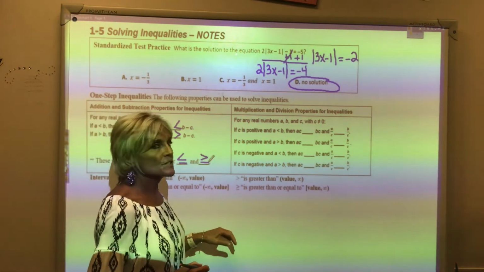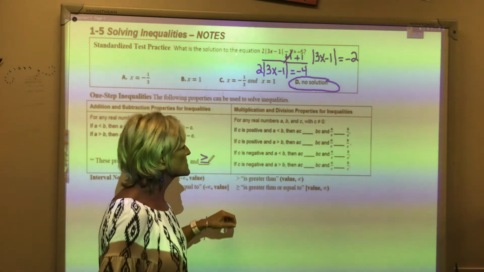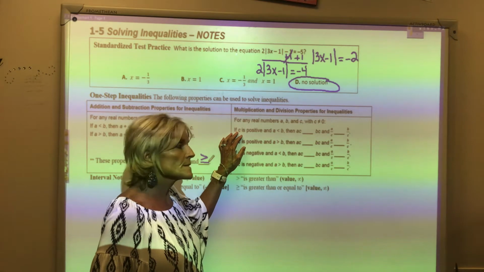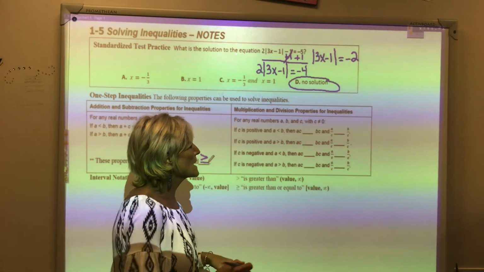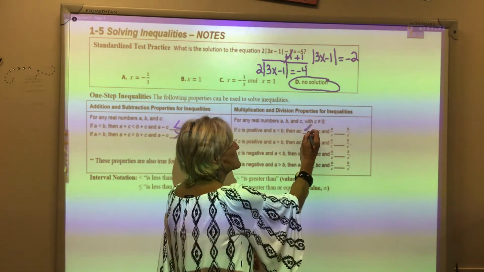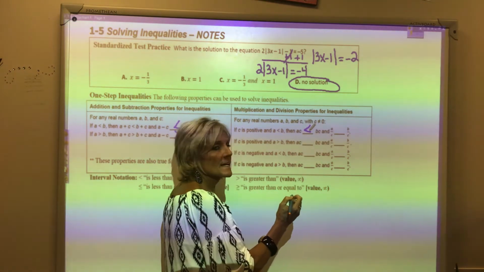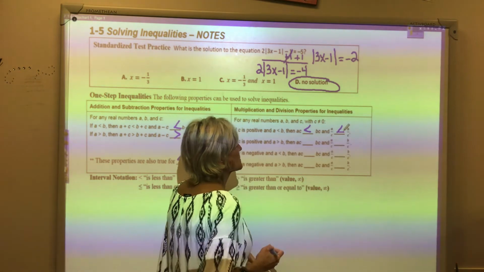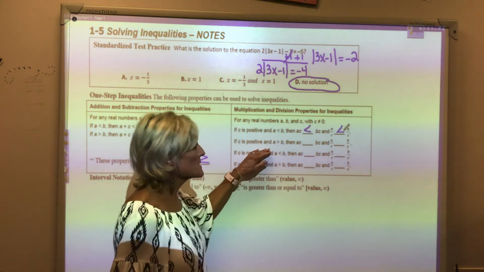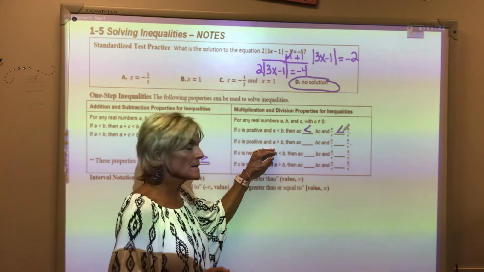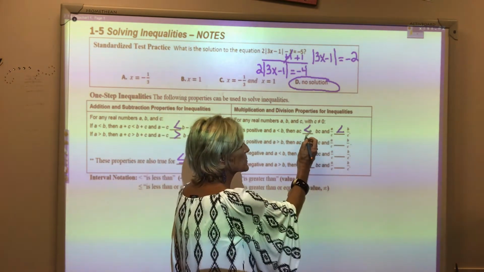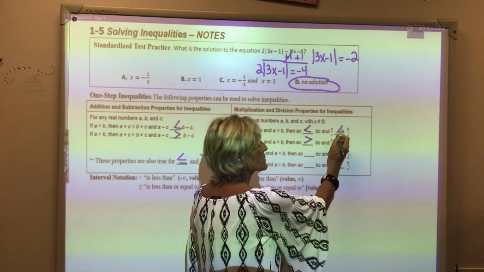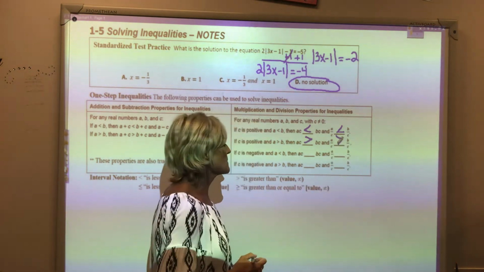The multiplication and division properties are as follows. If c is a positive number, and a is less than b, then a times c is less than b times c, and a divided by c is less than b divided by c. If c is positive and a is greater than b, then ac is greater than bc, and a divided by c is greater than b divided by c.